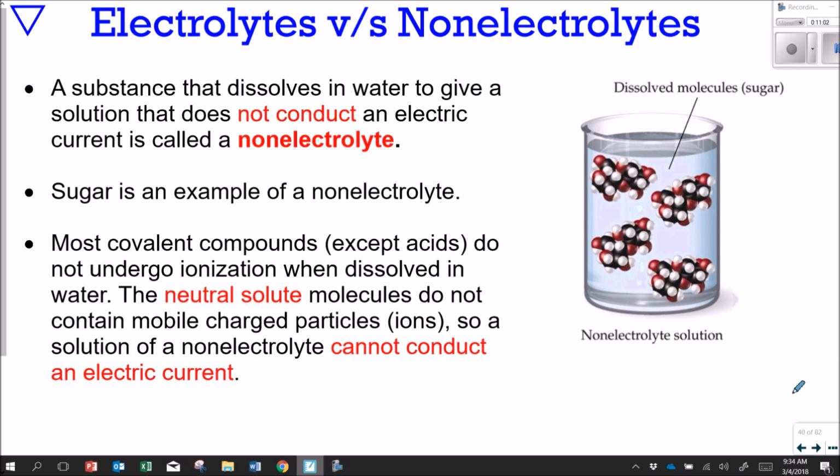A substance that dissolves in water to give a solution that does not conduct an electric current is a non-electrolyte. Sugar would be an example of a non-electrolyte. Like we said, most covalent compounds do not undergo ionization when dissolved in water. The solute particles are neutral molecules, so they do not have charged ions and they cannot conduct an electric current.